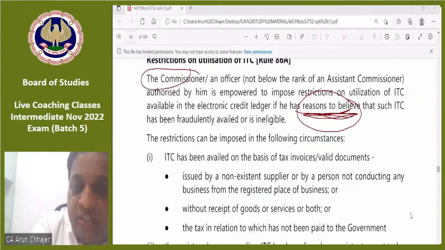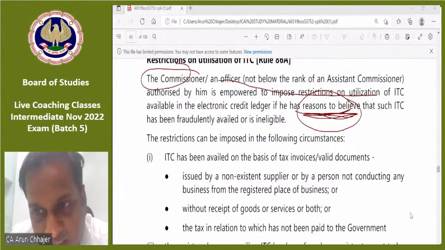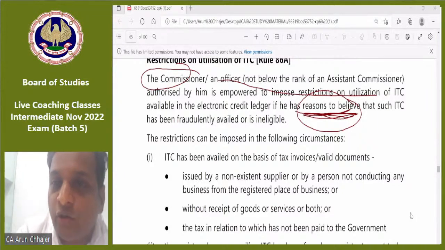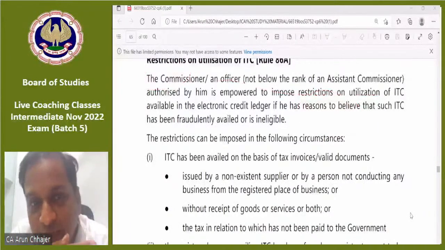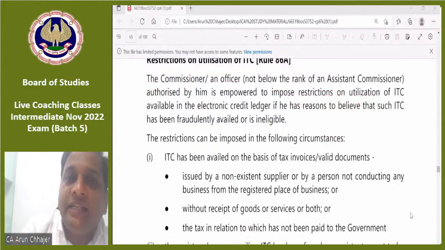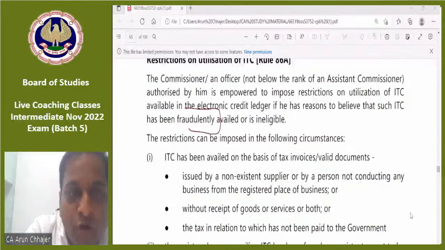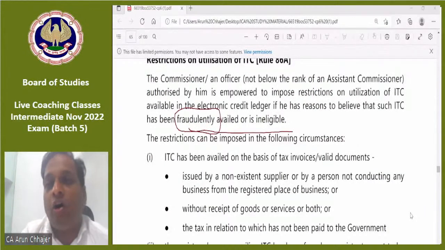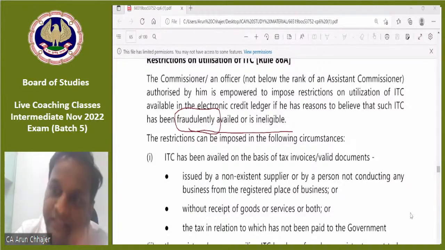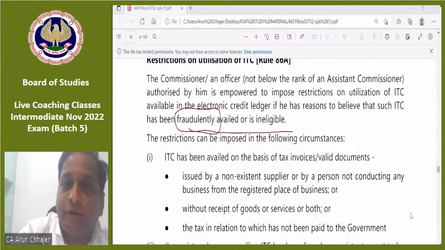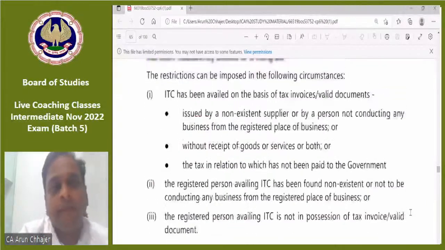Who? Commissioner or officer not below the rank of assistant commissioner, if they have the reason to believe. What do they have reason to believe? That ITC has been fraudulently availed or is ineligible, but they have taken the ITC. What are the possible circumstances?